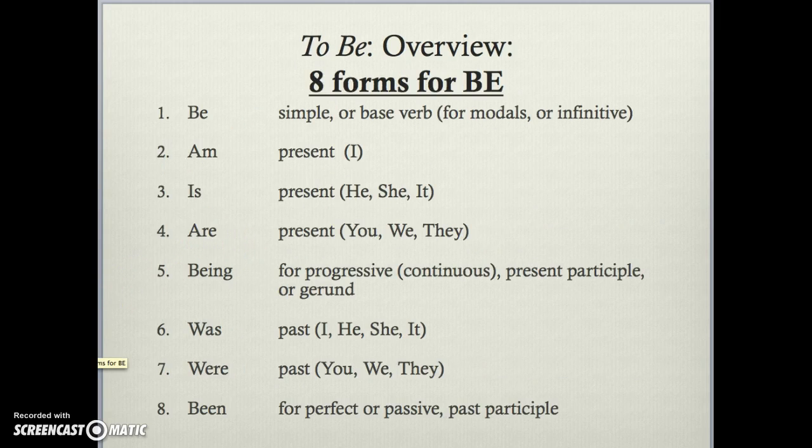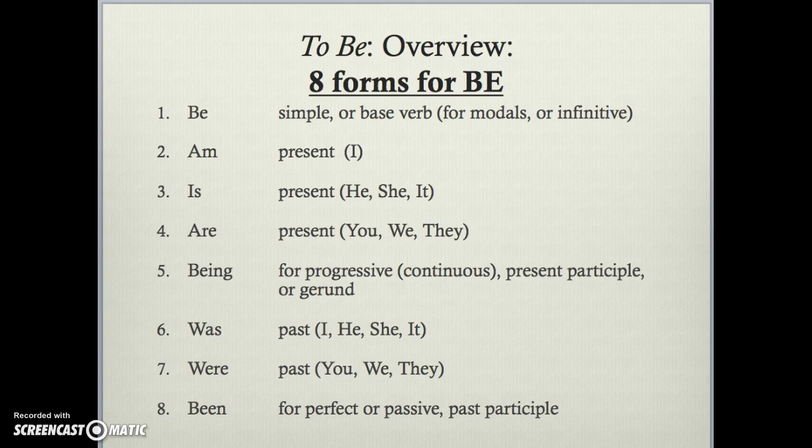Okay, so how does this compare with the 8 forms of the verb to be? Well, be also has our simple or base verb. We use that with modals or as an infinitive. But when it comes to simple present tense, it's a little bit different because we don't have simply be for everybody, like I be, you be, or be plus s, he bees. What we have instead is am, is, or are.